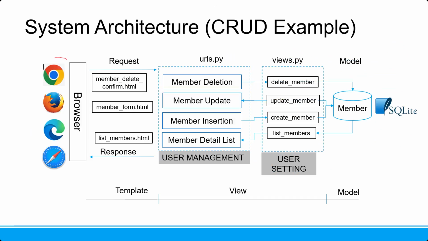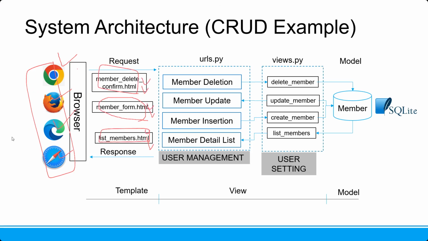So let's suppose I have the browser. The browser that I want to use can be anything. It can be Chrome, Mozilla, Microsoft Edge, maybe Opera. And when you connect to this browser, you can see there are some HTML files. This HTML file is list members. Another HTML file is member form. This is another HTML file, which is member delete confirm.html. So we are going to create those things.